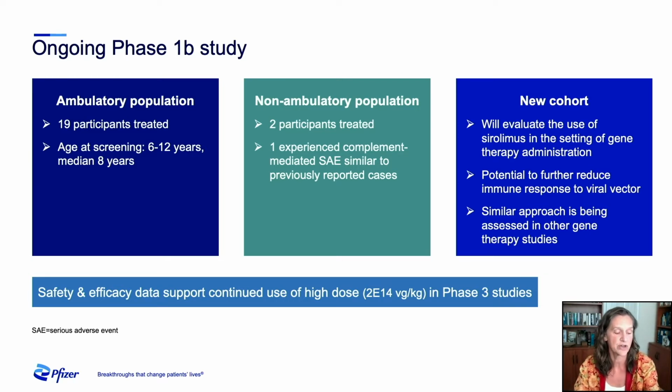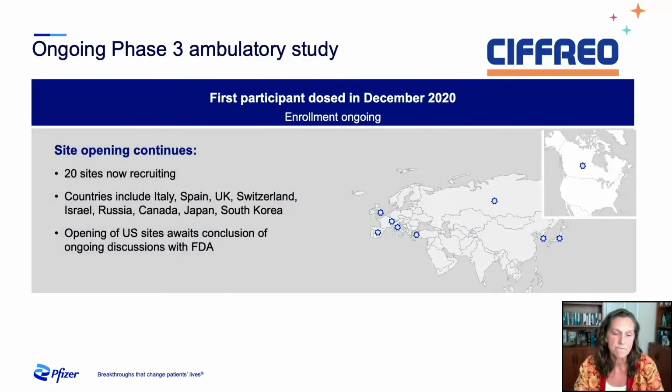So now I would like to turn to our phase 3 study in the next slide. So this is our CIFRIO study in the ambulatory Duchenne population, and you probably know that we had our first patient dosed last December. We continue to open sites around the globe. We now have 20 sites enrolling across 9 different countries, as shown in the map.